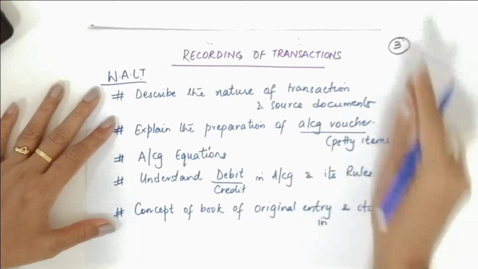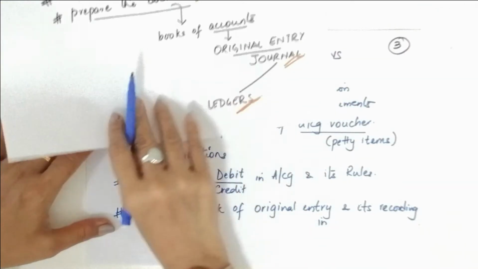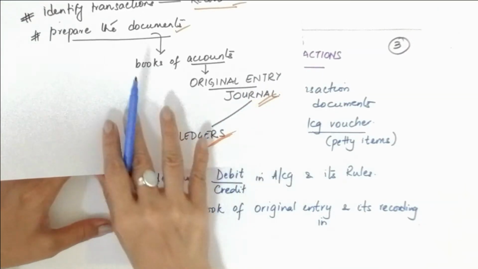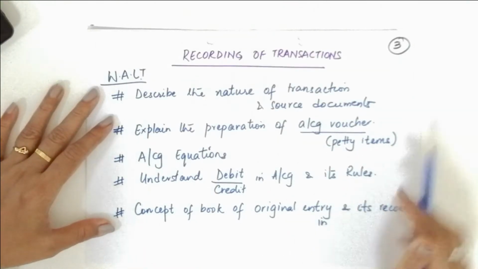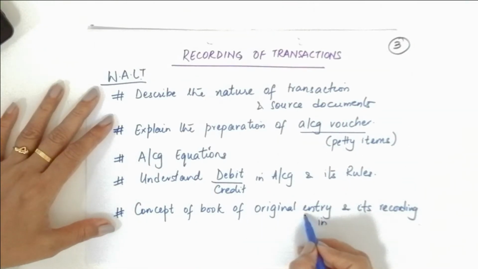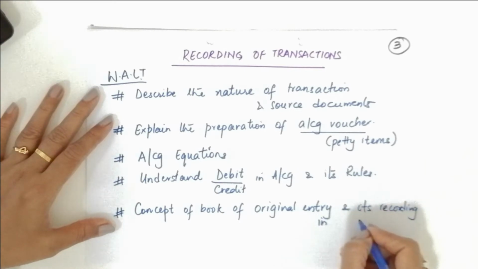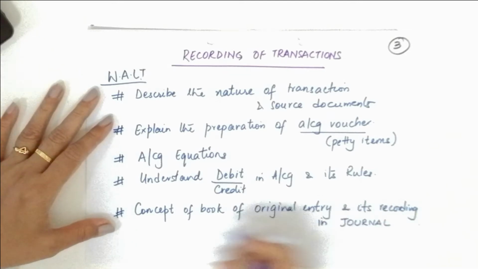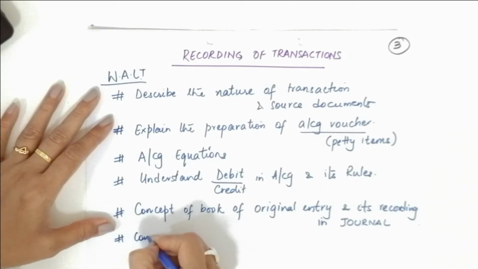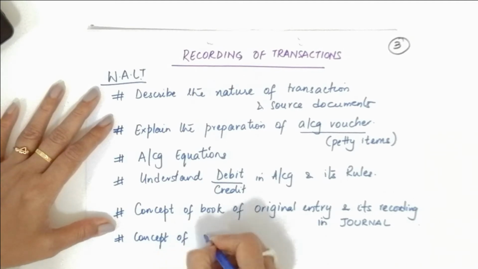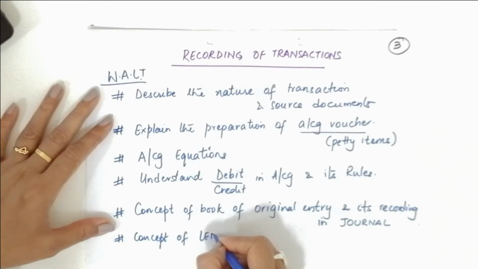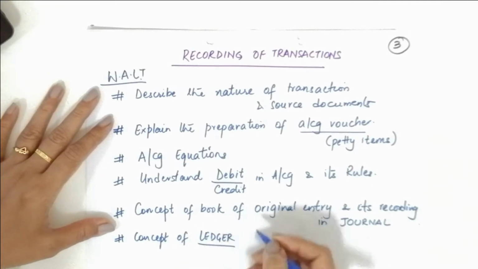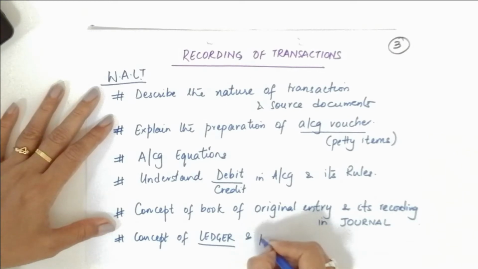Here I have told you original entry is recorded in journal. So I'll be recording the transaction in the book of original entry, that book is called journal, okay? And then next is the concept of ledger. After journal, what do we do? We post it in the ledger. So the concept of ledger: what is a ledger, how does it work, and its postings. Okay?